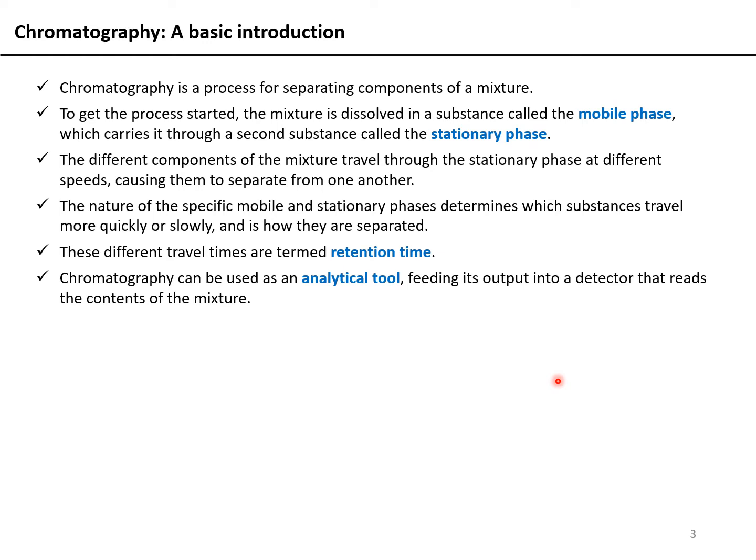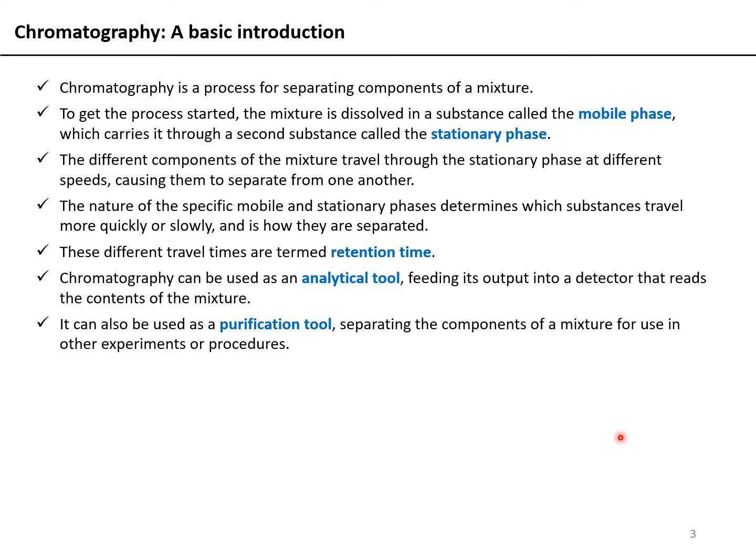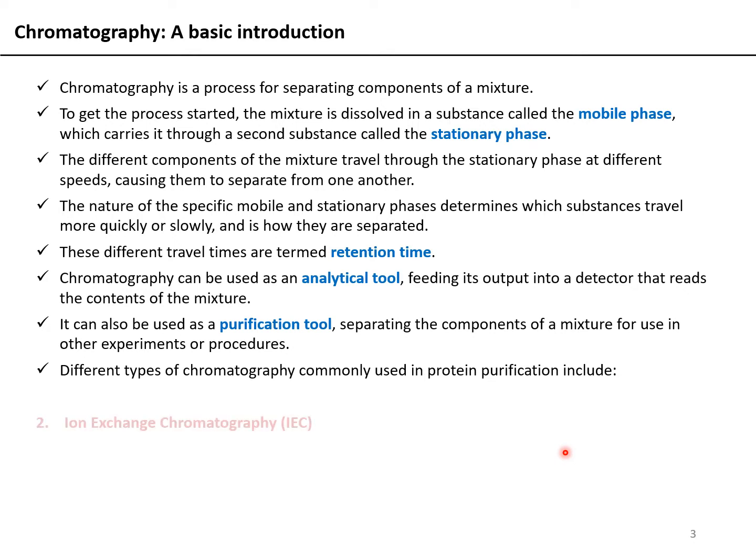And therefore, under such situations, the output can be coupled to a detector, which will then read the contents of the mixture that you have loaded onto the chromatographic column. It can also be used as a purification tool. That is what we are going to discuss in this lecture, separating the components of a mixture for use in other experiments or procedures. So different types of chromatography that are commonly used in protein purification include ion exchange chromatography.